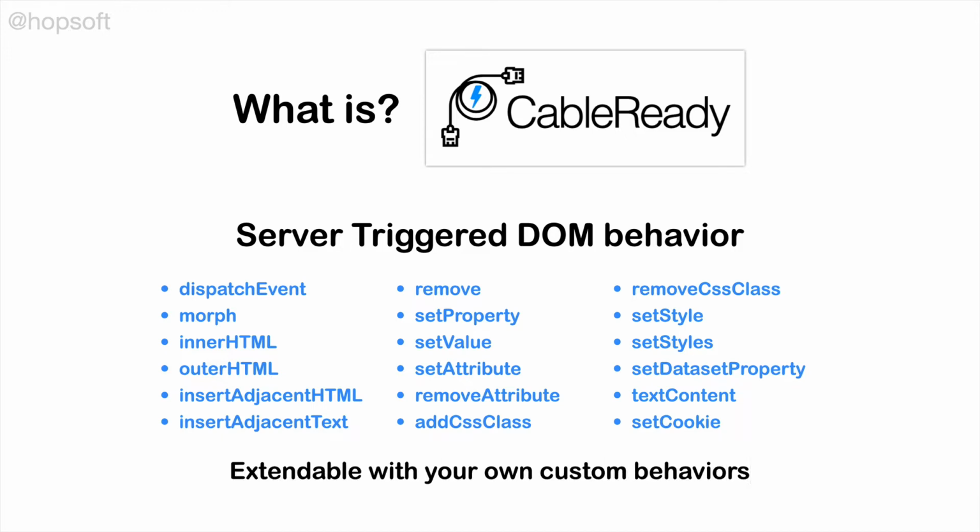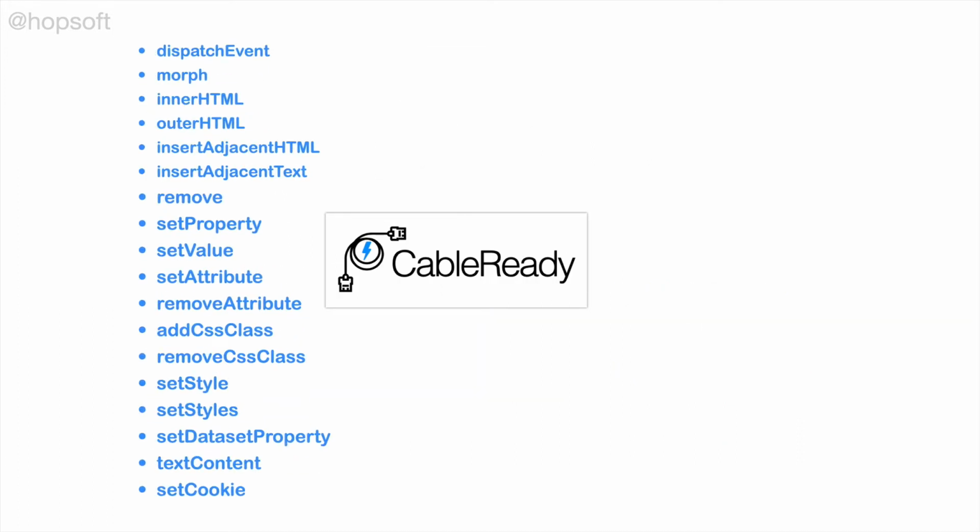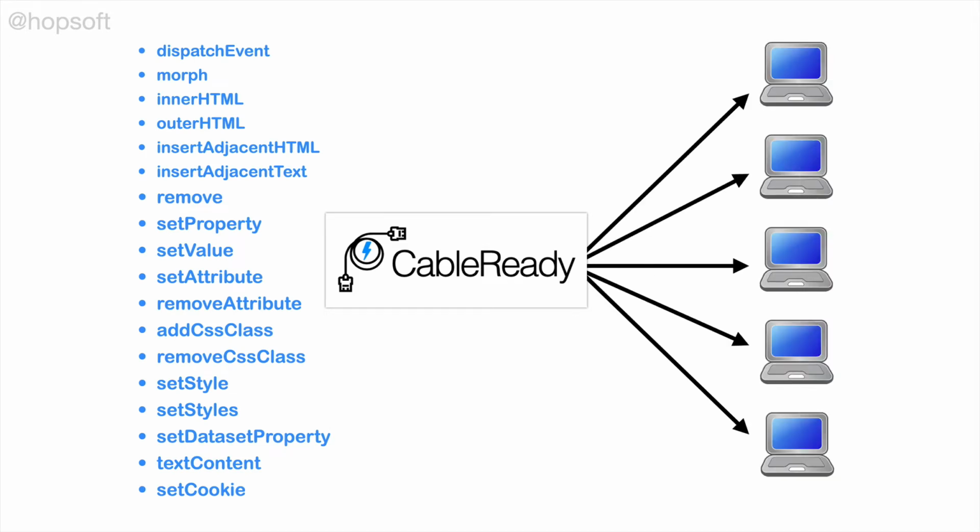And you can extend it with your own custom JavaScript behavior. If you implement it and then register CableReady with those new behaviors, you can trigger those behaviors from the server. Think background jobs and things like that. It supports multiple operations and can broadcast them via Action Cable WebSocket to one or more users visiting your site.